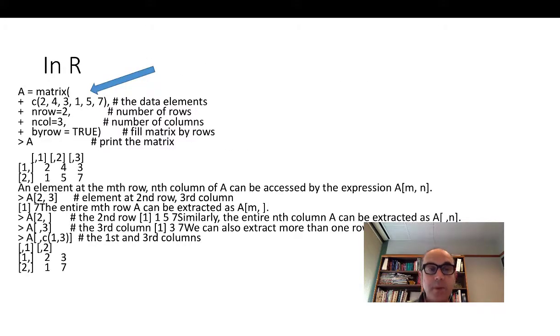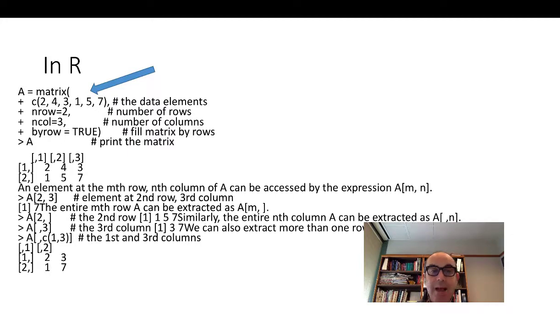So in R, if we ask R to give us the matrix, it will show that it contains data elements. It will give us the number of rows and the number of columns, and it will check whether the data fits into the rows and can do that. So in this case, it will present the data as follows.